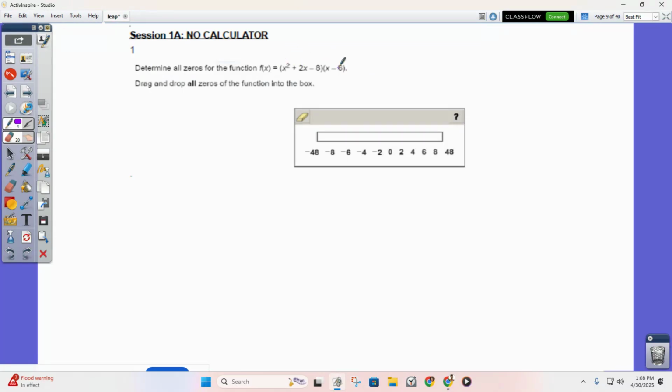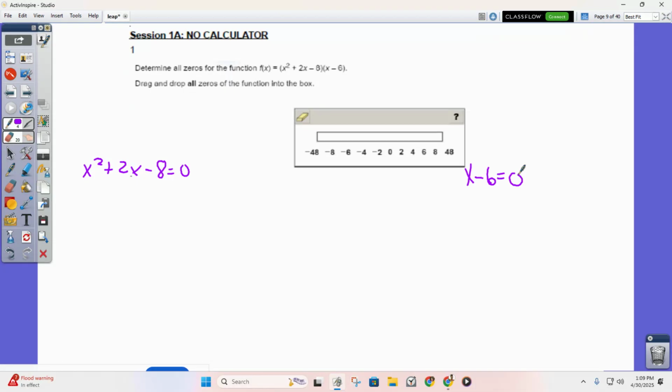One's a trinomial, one's a binomial. So that means since this is x squared, we'll have 2 answers here, and this is an x, we'll have 1 answer there. For it to be 0, what we're going to do is set each part equal to 0. So I'm going to make x squared plus 2x minus 8 equals 0. And then I'm also going to do the x minus 6 equals 0. So I want to take care of both of those factors.